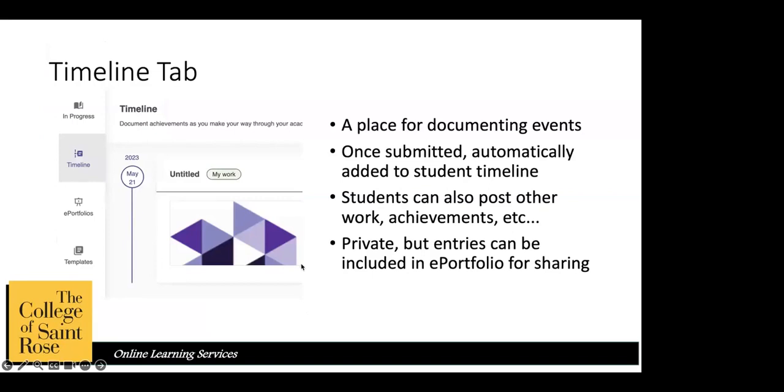So first, we're going to talk about the timeline tab. This provides a place for documenting events. When an activity is assessed, the assessment is automatically added to a student's timeline. Students can also post other work, achievements, and events to the timeline, which will store and display them in chronological order. The timeline is private. However, timeline entries can be included in e-portfolios for sharing with specific people or with the public. In the past, most of those e-portfolios have been for School of Education. But I think once we get into this, we can see how they have implications for other programs as well.